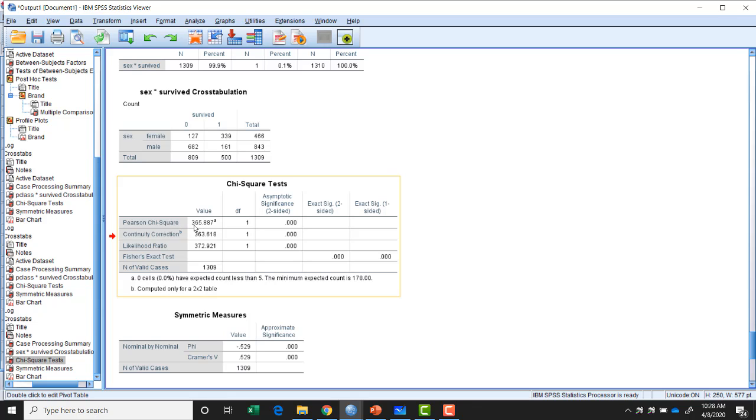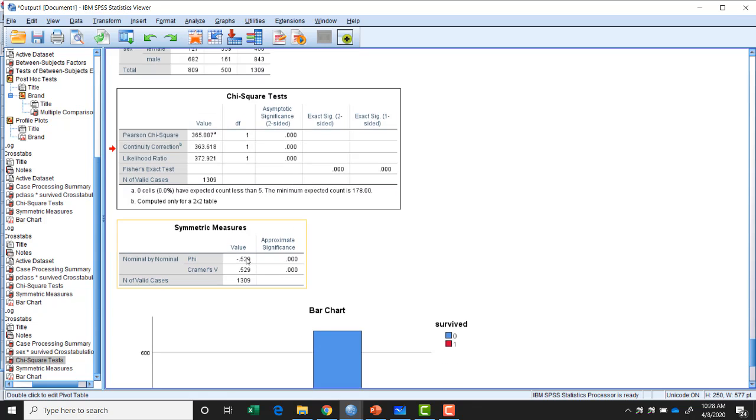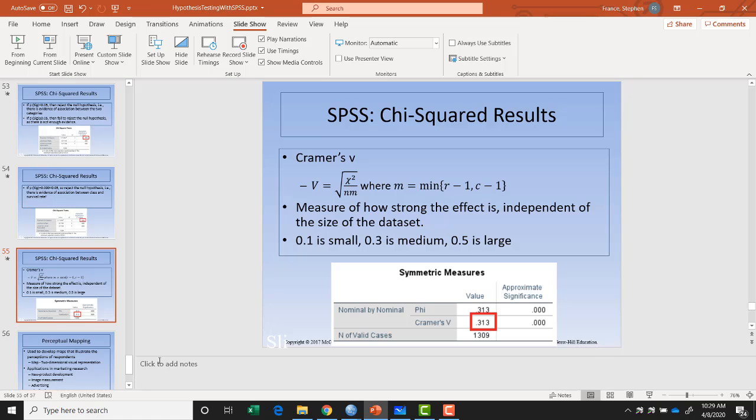And again, look at this chi-squared value. It's absolutely enormous. It's 365. My p-value is 0. And let's go a little bit further. We can see that the Cramer's V is 0.5, so that's actually a really large effect.